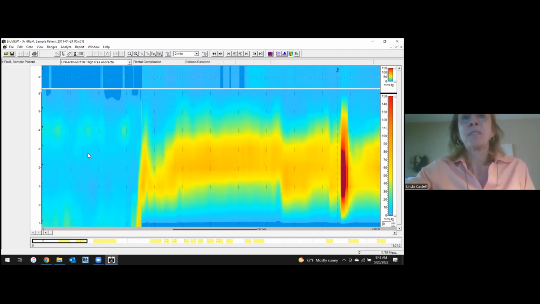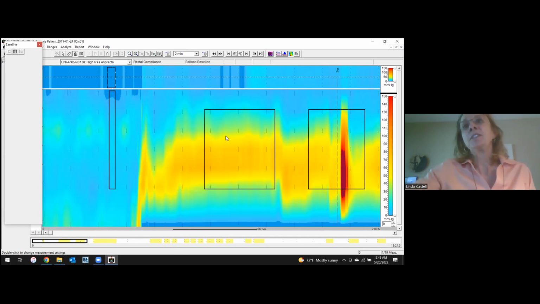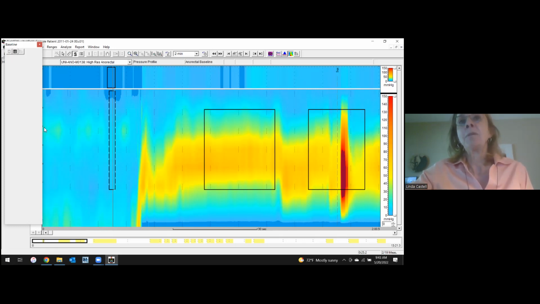Usually what I do is I turn on my analysis tool. When I review the study, I want to make sure all my measurement boxes are in a good location. This first measurement on the left is my rectal baseline. I feel pretty comfortable that this is a very good measurement because all the colors are pretty consistent. So I'm going to be happy with that.